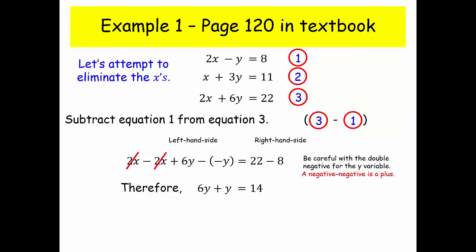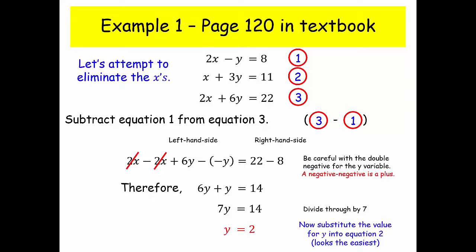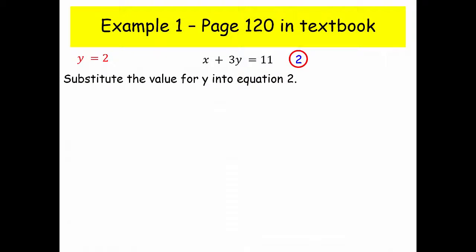So 6y plus y gives us 7y. 7y is now 14. We can see that 7 is a factor of 14. We can divide through by 7 and we'll end up with y equals 2. So we solved the first part of the problem. We can now use substitution into equation 2, and I'm picking that because it looks the easier one of the equations to use, and substitute in the value of y. So let's do that. There's our equation 2.